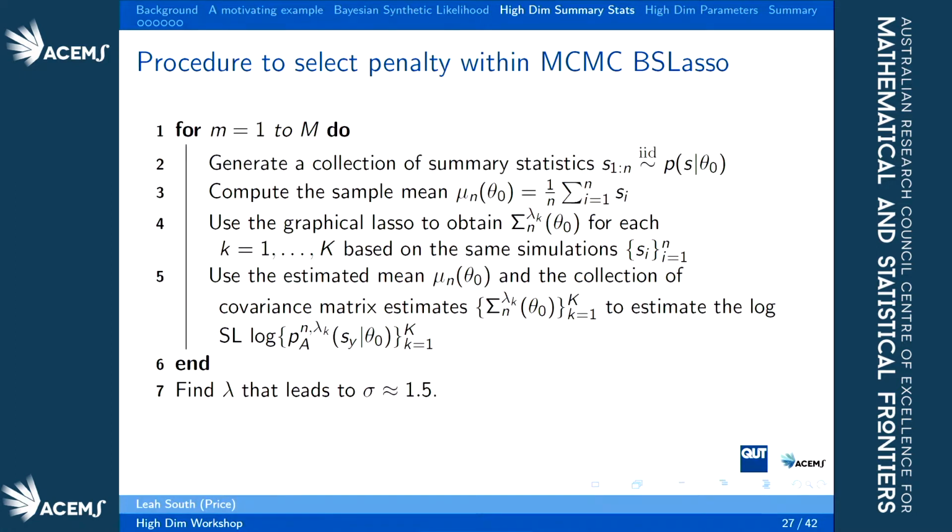So the idea is that we have multiple different values of lambda. We generate a bunch of summary statistics, get the sample mean and the covariance estimate with those different values of lambda, and then we choose the value of lambda that leads to a standard deviation of the log synthetic likelihood of roughly 1.5.